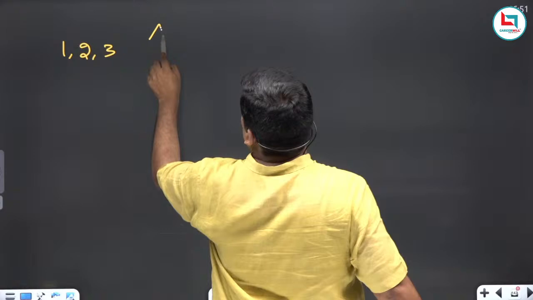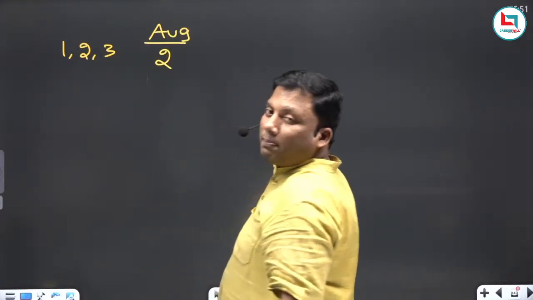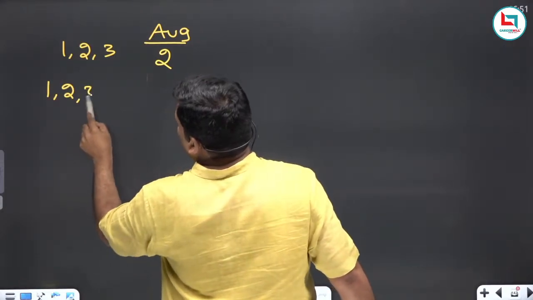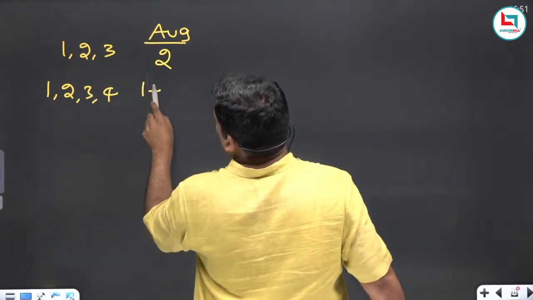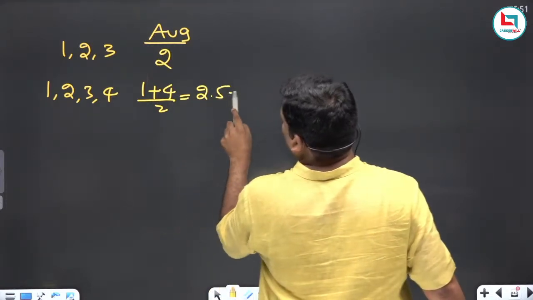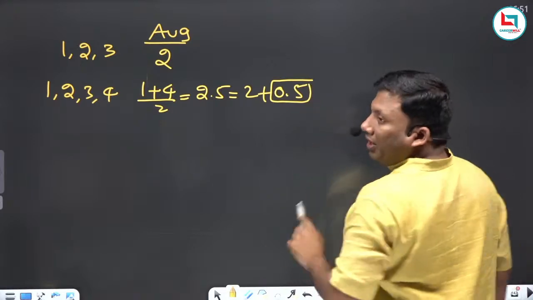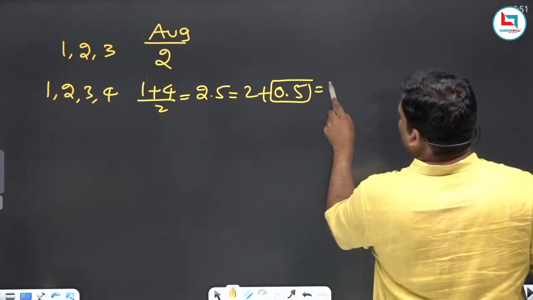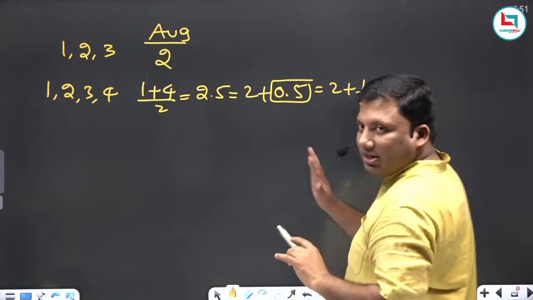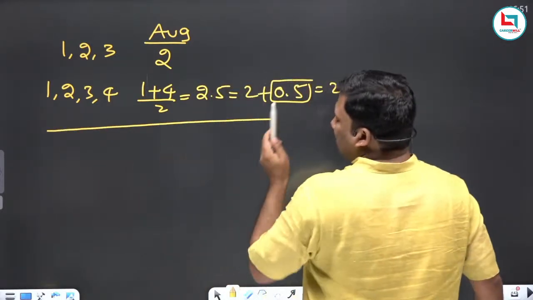1, 2, 3. Average is first term plus last term by 2. 1 plus 3 by 2, it is 2. If it is one more number, this becomes 1 plus 4 by 2, which is 2.5, which is 2 plus 0.5. Listen carefully, sir. It is 2 plus half into 1. Why am I writing like this? Just park it for 1 minute. Here the difference is 1.